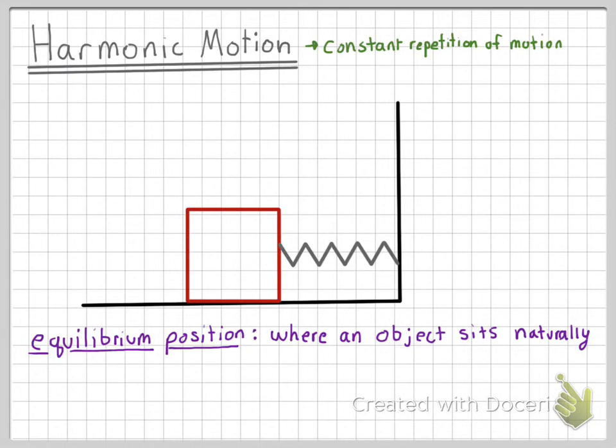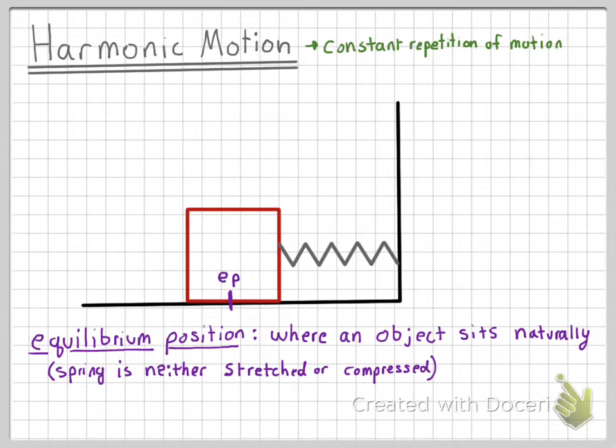So we have a few terms that we have to define in order to accurately describe harmonic motion. The first is the equilibrium position, which is where the object would naturally want to sit. So in our block spring example, where the spring is neither stretched nor compressed is where the equilibrium position would be. So we can say, for example, the equilibrium position would be positioned right here.